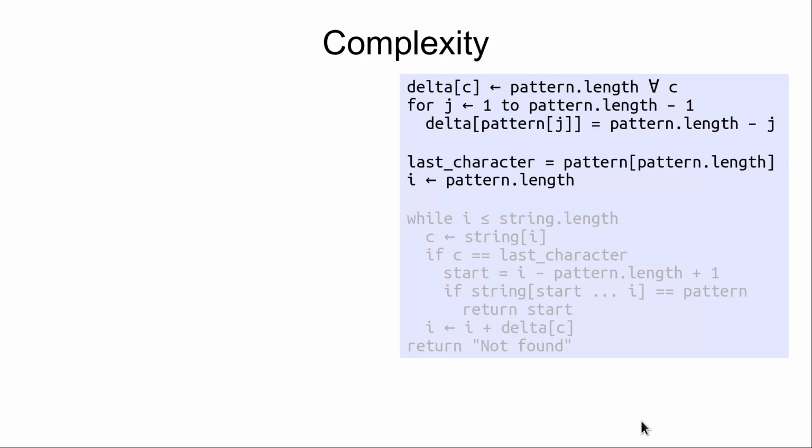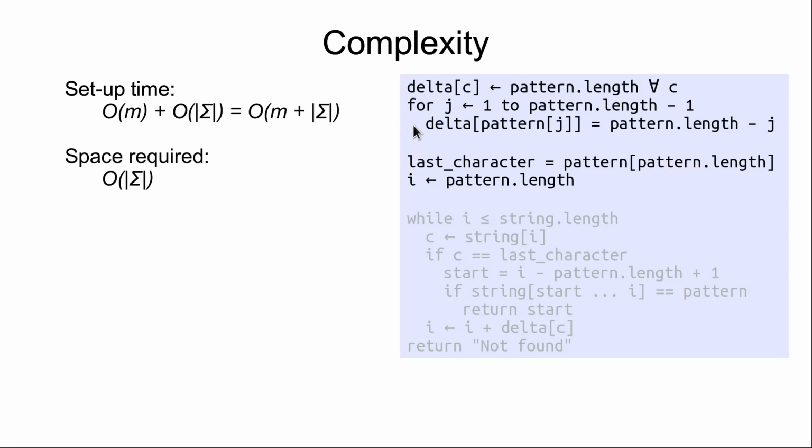Boyer-Moore-Horspool obviously requires some setup time, so initializing the entries in the shift table to the length of the pattern clearly takes a number of steps equal to the cardinality of the alphabet. And then adding the last occurrences in the pattern takes big O of n time, where n is the pattern length. Clearly, the size of the table is the size of the alphabet, so big O of the cardinality of the alphabet.